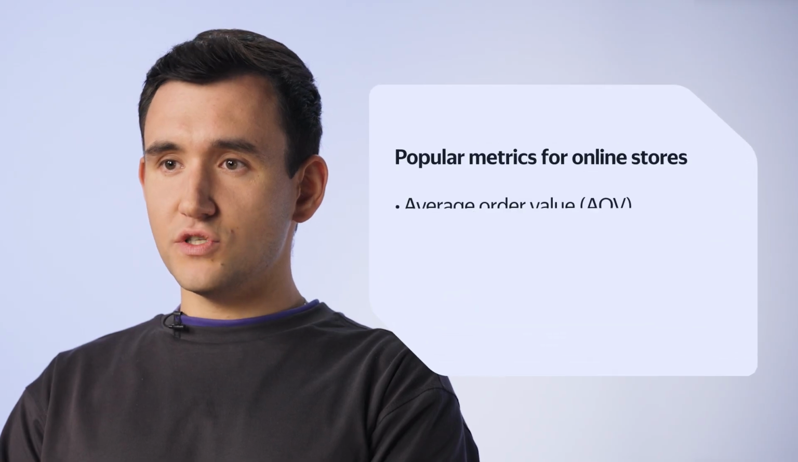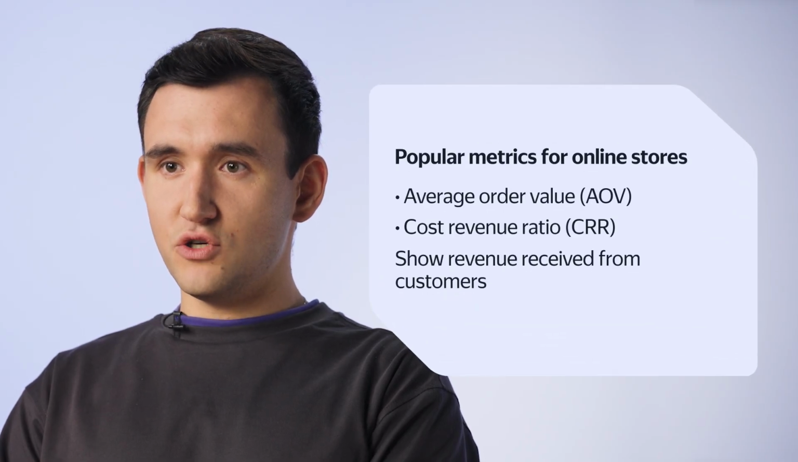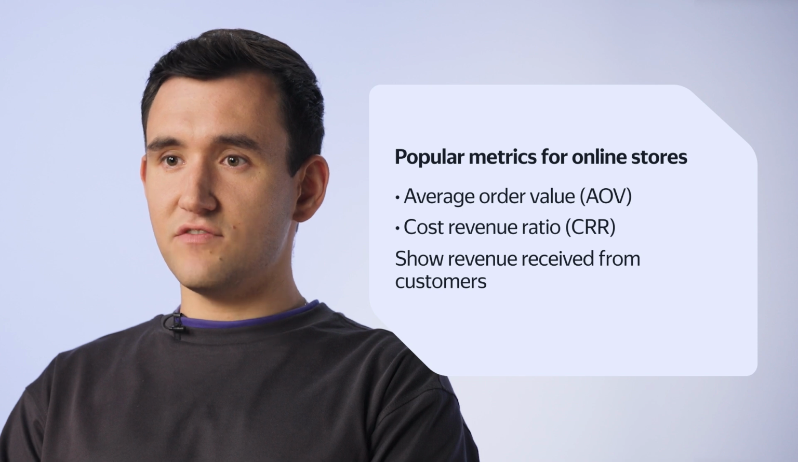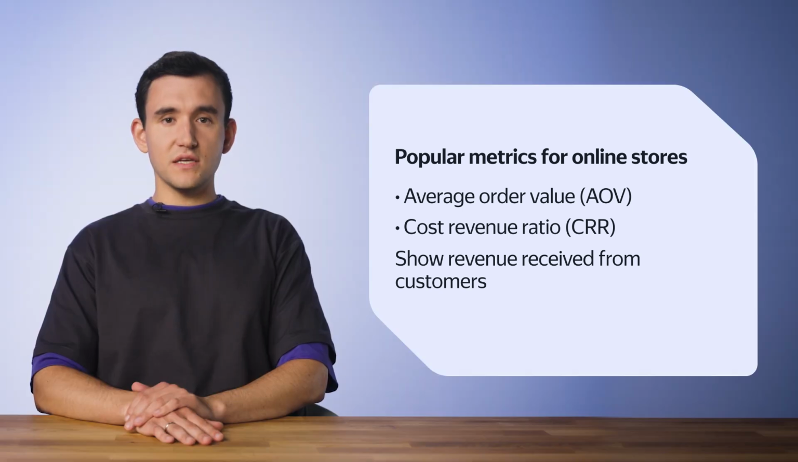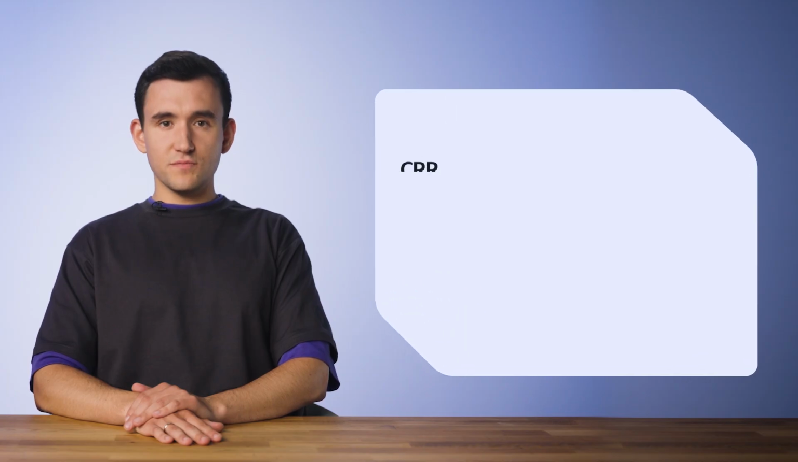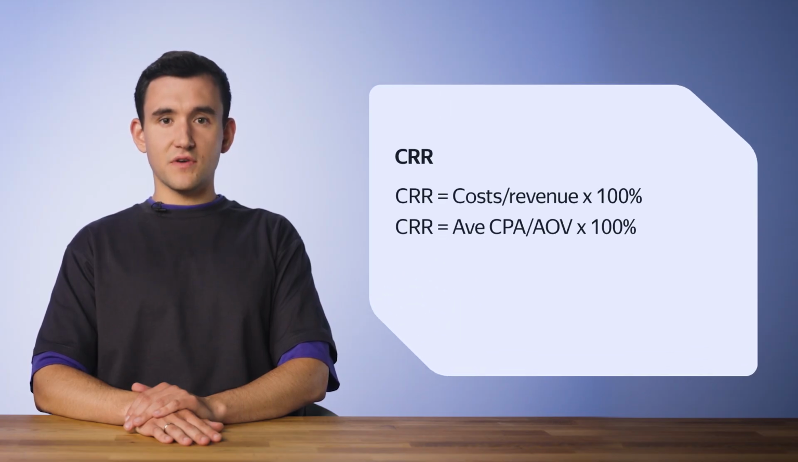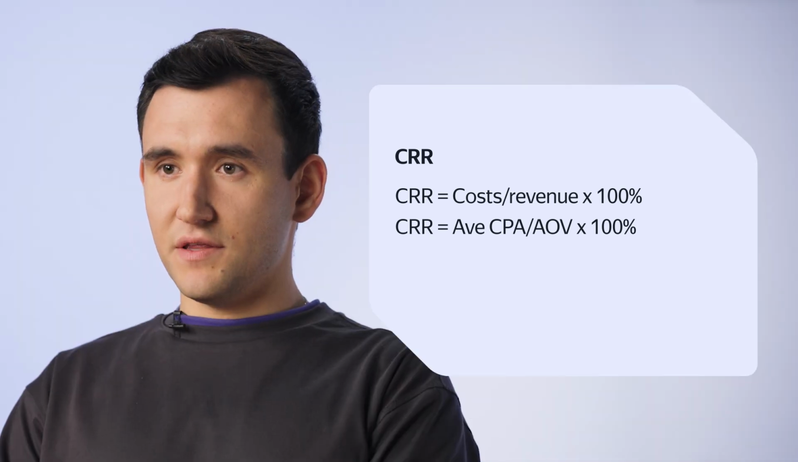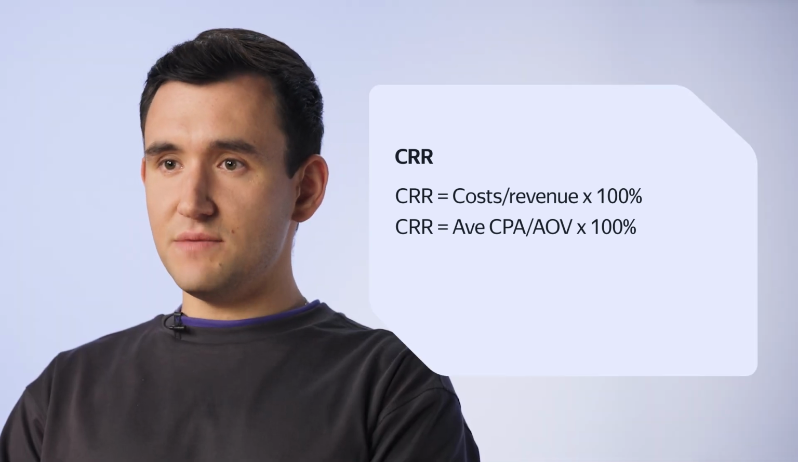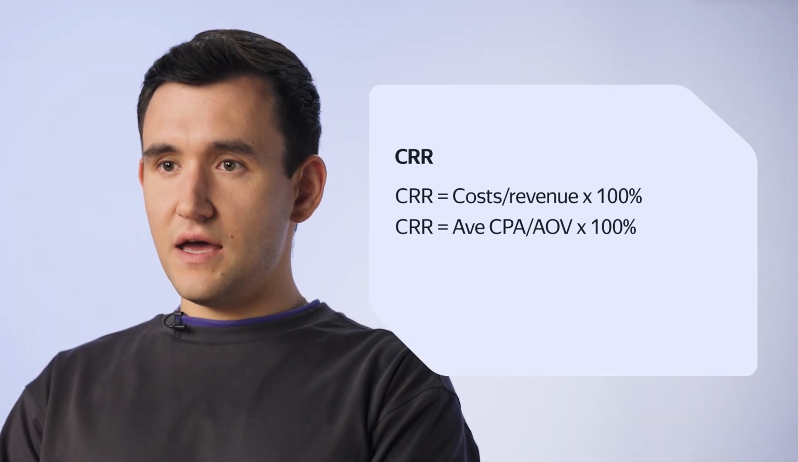For online stores, there are two other relevant metrics indicating revenue received from customers. The first one is the average order value, AOV, and the second one is the cost-revenue ratio, CRR. The latter can be calculated in two ways. The first method is to divide costs by revenue and multiply the result by 100%. And the second method is to divide the average CPA by the AOV and multiply the result by 100% as well.